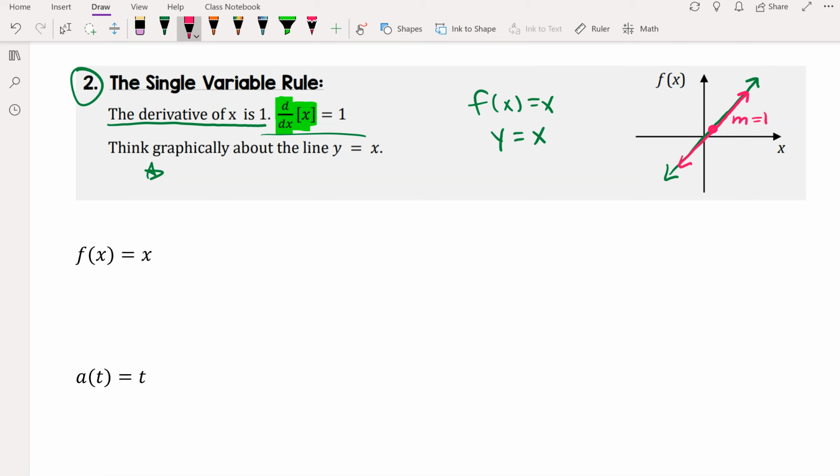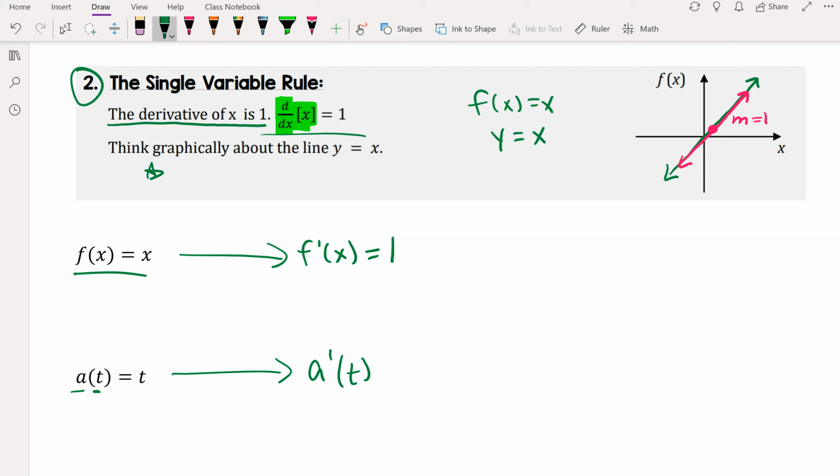So let's do some derivatives really quickly. f of x equals x. What is f prime of x? f prime of x equals, well, according to this rule, the derivative of x is 1. Cool. What about if we have a function that has a variable of t in it? Well, no big deal. a prime, the derivative of a with respect to t equals, this is still my input variable, so it's going to be 1. a prime of t equals 1.